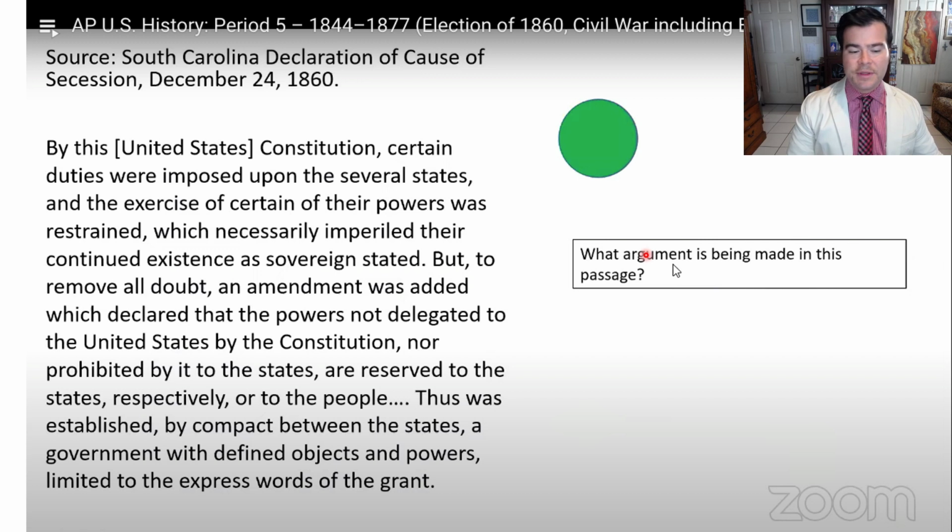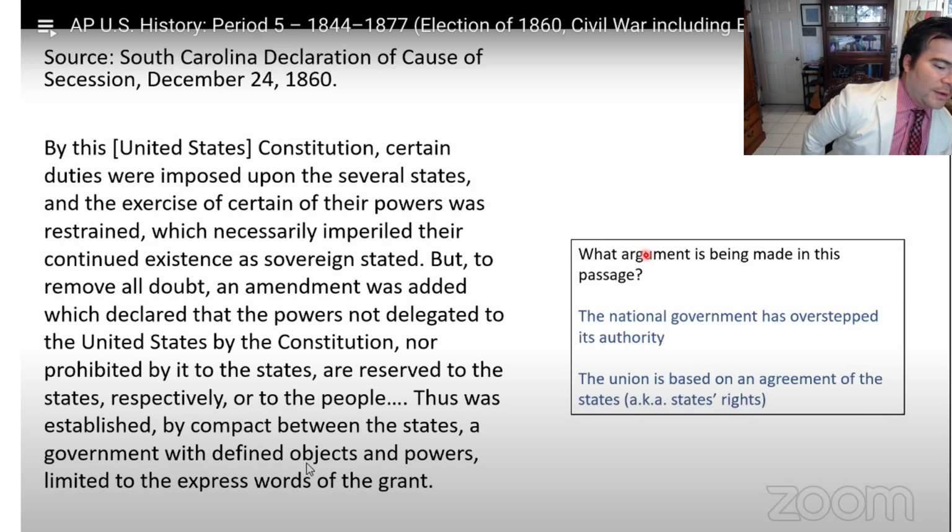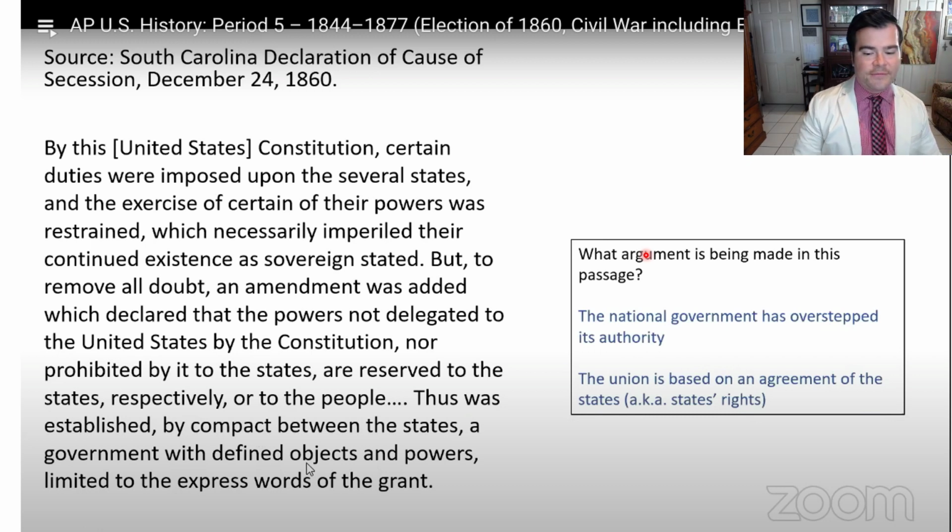What argument is being made in this passage? The national government has overstepped its authority. The union is based on an agreement of the states, right? States' rights. So states' rights, it's an issue. Like, who has more power, the states or the federal government? Here, South Carolina is saying, well, the federal government is overstepping its power, and we're going to break away because the states have all the power, or should have all the power.